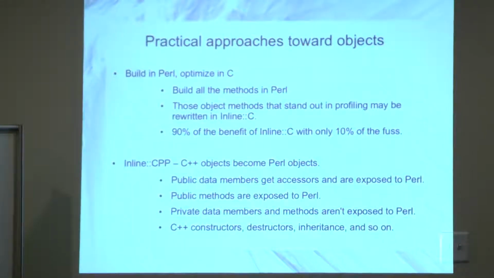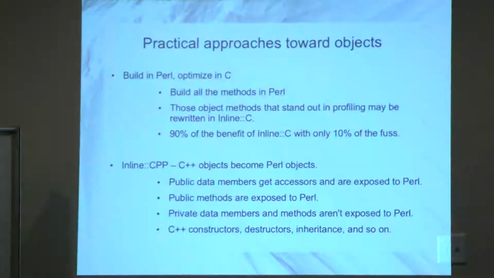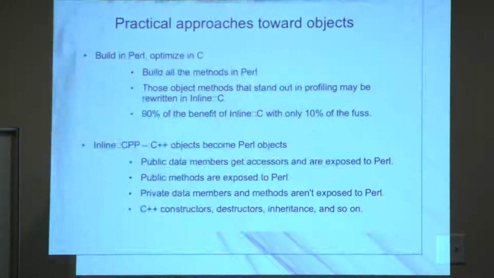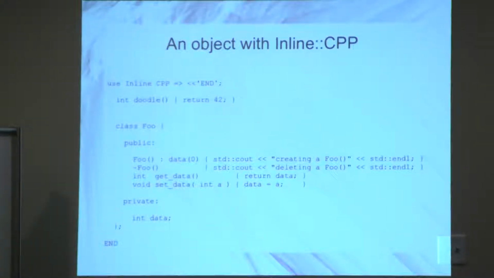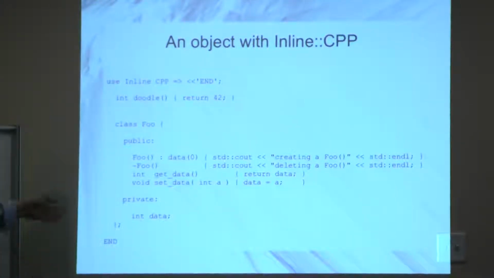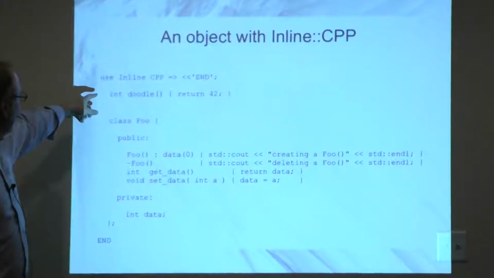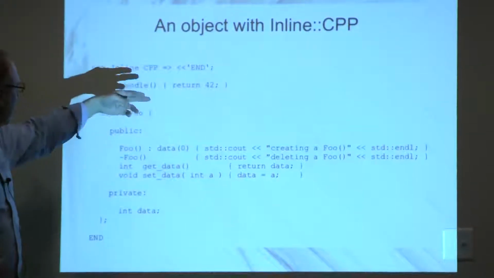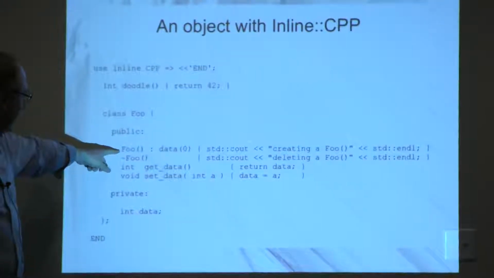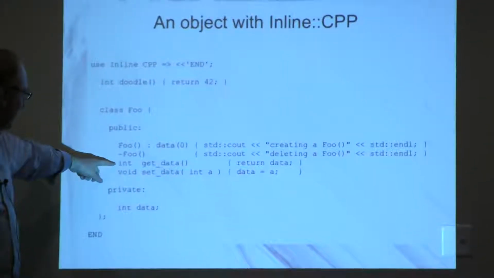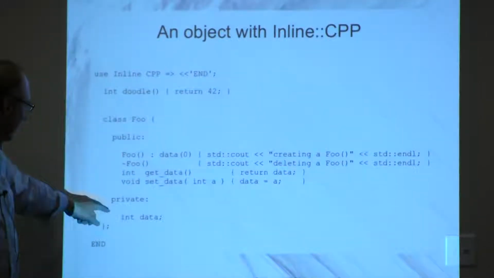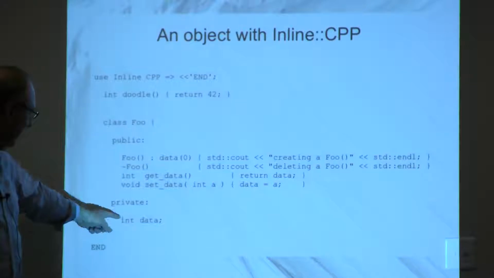But all of their public methods become exposed to Perl as Perl functions, or as Perl object methods. And so here's an object with Inline C++. I wrote this like a year ago, and so hopefully it works. Here we're just creating a function for no reason. But here's your class, your public, your constructor, your destructor. Here's an accessor, and here's a setter, a getter and a setter, and then your private. You've got some private data.